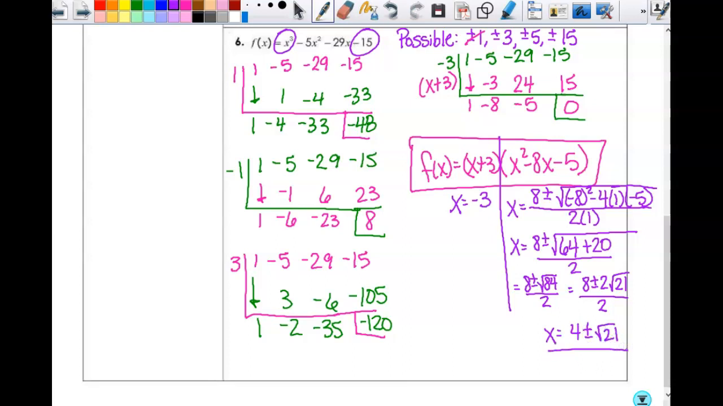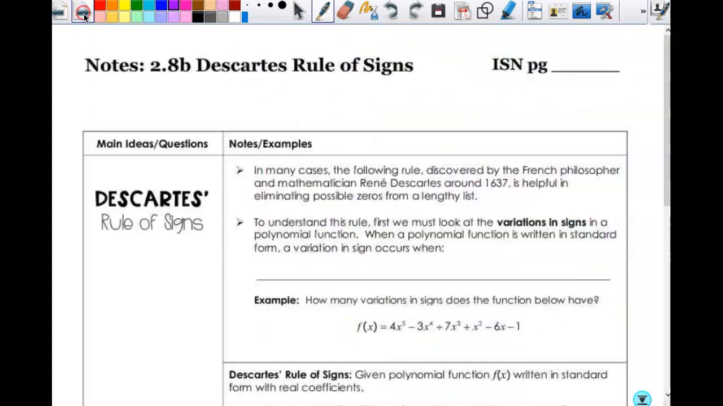So here are the two I get from this, and then here's the one I get from this. So your x's in the end are negative 3 and 4 plus or minus the square root of 21. You have to know the quadratic formula and how to use it quickly and accurately. All right, so now grab your other sheet of paper, and this is going on page 46. Okay, this stuff just kind of all goes together.